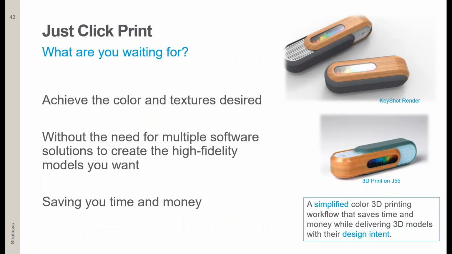There you see a KeyShot rendering outcome which has been 3D printed on the J series printer, J55. Now, when we talk about just click print, from your design desk, from your computer, the digital .3mf file which contains CMF data is straight away taken to the printer. In a couple of hours, you have the complete realization of colors, and the high fidelity models that you want are quickly rolled out, which delivers cost as well as time saving.